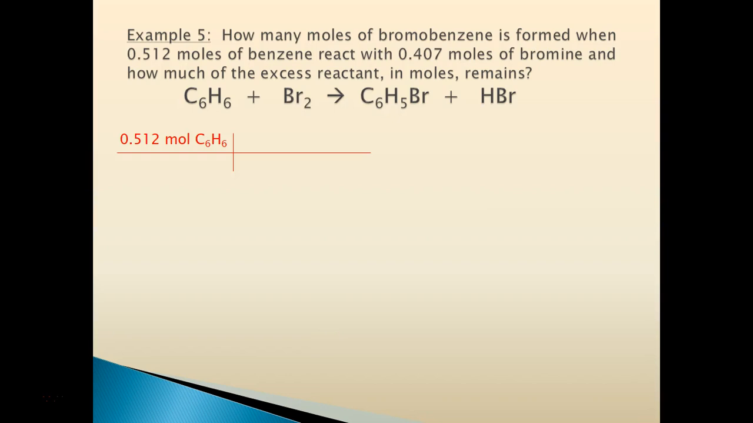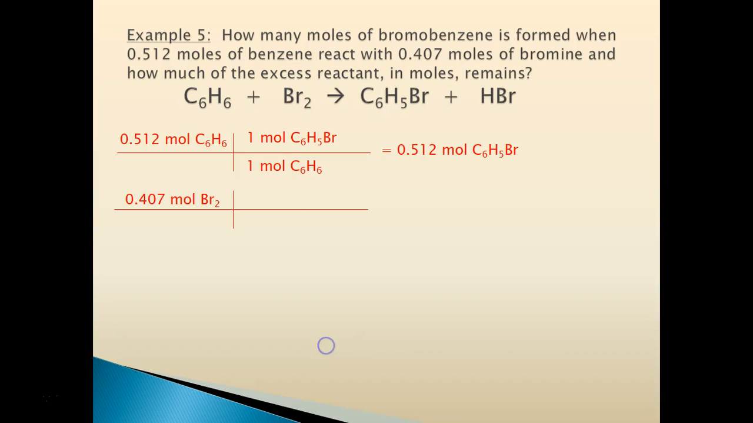I have 0.512 moles, and the mole ratio between benzene and bromobenzene is 1 to 1, so that means I'm going to produce 0.512 moles of bromobenzene with that much benzene. Now I'll do the same calculation, but for bromine, I have 0.407 moles of bromine. Again, the ratio is 1 to 1, so that much bromine will produce 0.407 moles of bromobenzene. Because 0.407 is a smaller number, that is going to be our theoretical yield, and bromine is our limiting reactant.